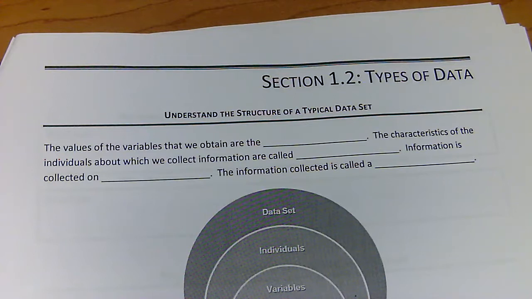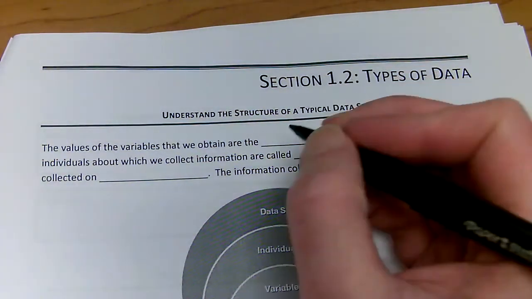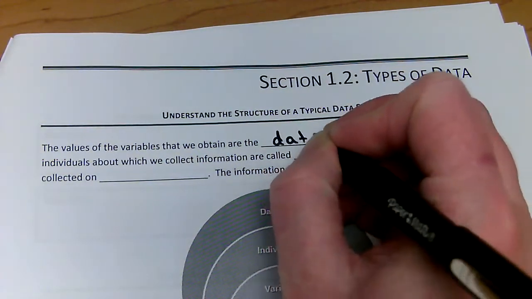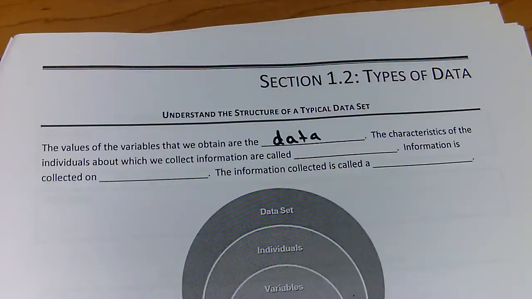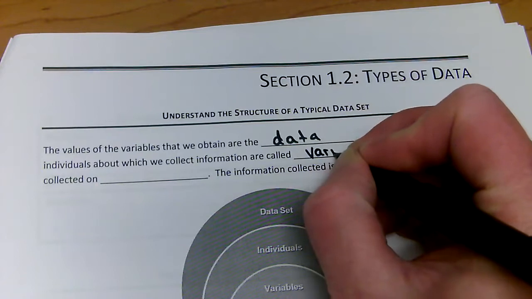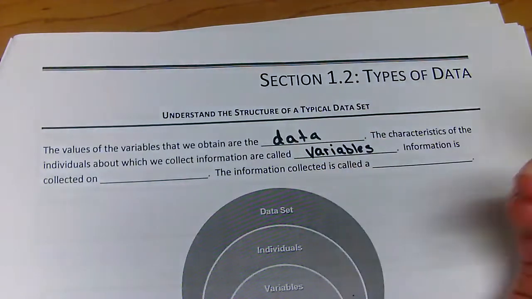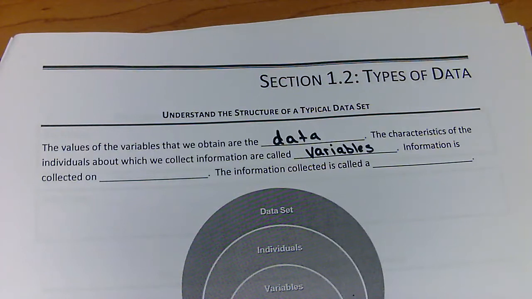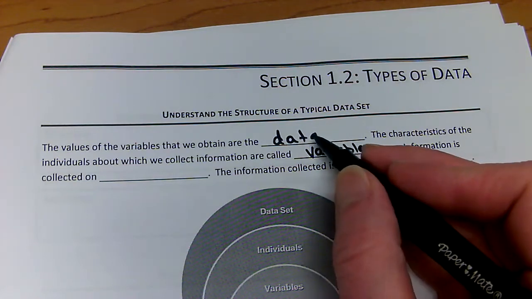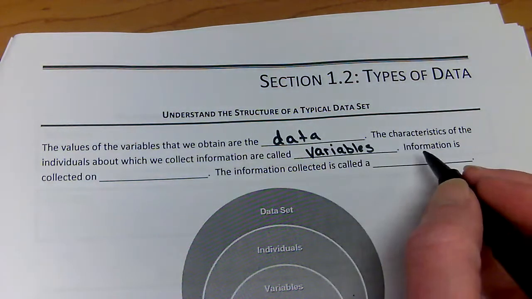Now, last time we talked about the difference between statistics coming from a sample and parameters describing the population, but let's get more detail about this data. The values of the variables that we obtain are the data. The characteristics of the individuals about which we collect the information are called variables. So we're talking maybe their height, their weight, their age, their whatever it is. Now, when we talk about their height, their weight, their age, the actual values are called the data, those numbers.